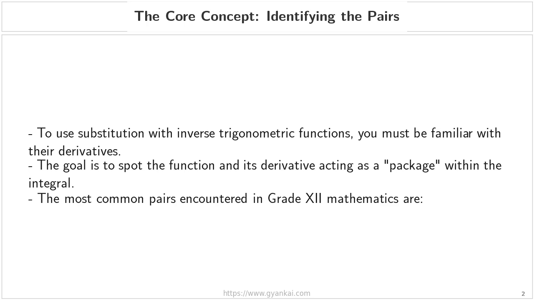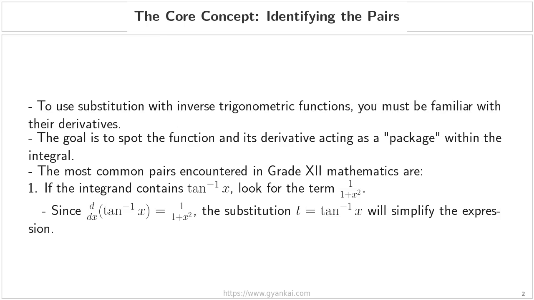Now, let's look at the most common pairings you'll encounter in grade XII mathematics. Number 1, if your integral contains inverse tangent of x, that's arctangent of x, keep an eye out for the term 1 over 1 plus x squared. Remember, the derivative of inverse tangent of x is 1 over 1 plus x squared. So, if you see both of those together, that's a perfect setup for substitution. We'll let t equal inverse tangent of x, and that will allow us to simplify the integral.